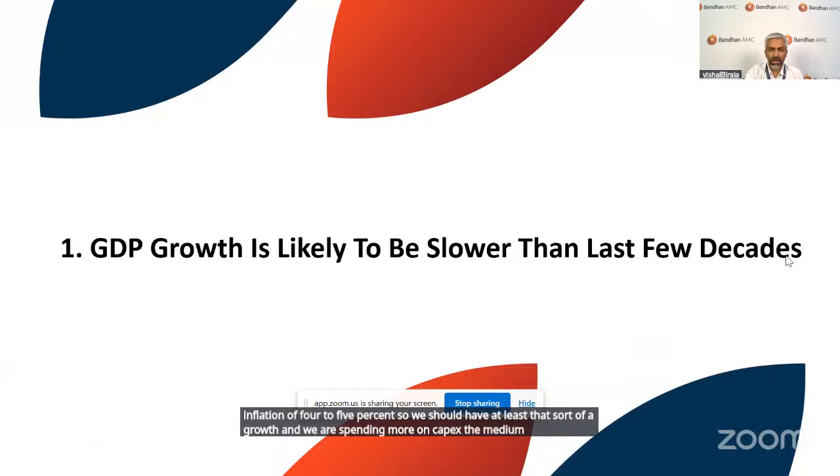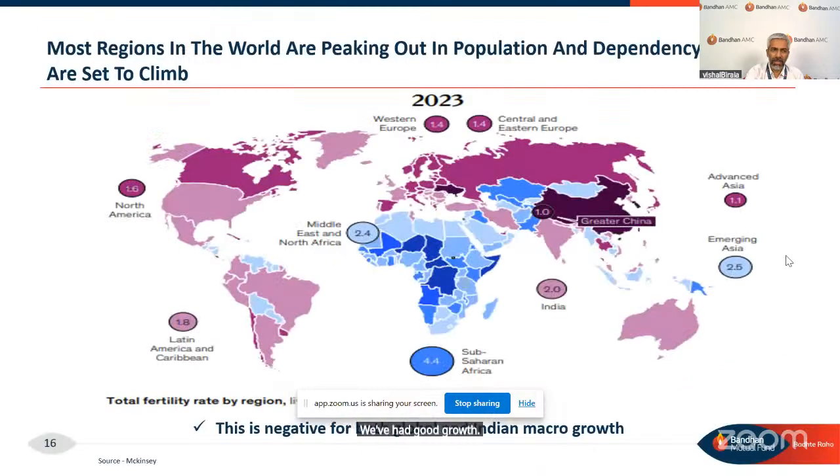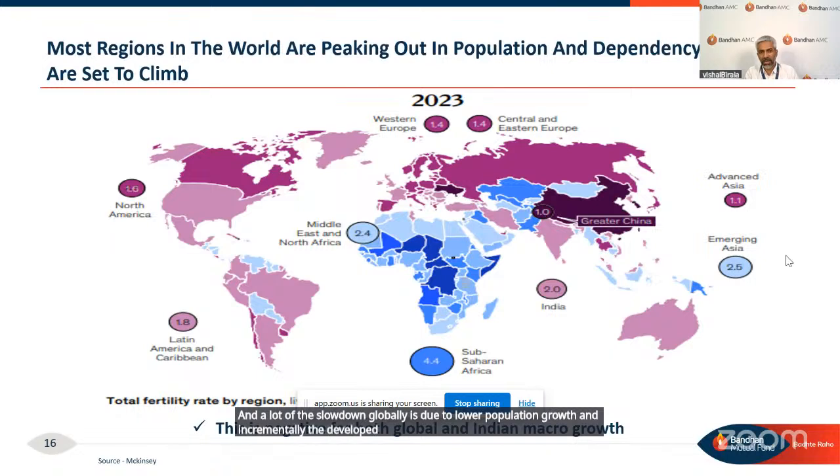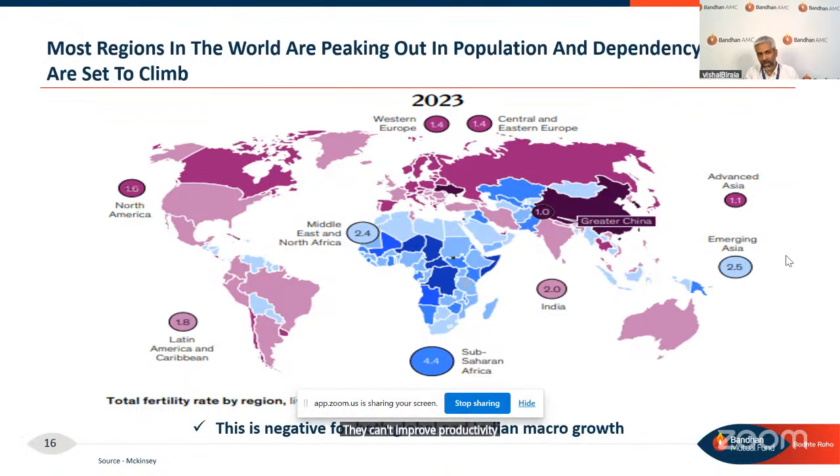The medium term views: we've had very good growth over the last 5 6 years, and even if you consider from 2014, we've had good growth, but we are seeing some slowdown, and a lot of the slowdown globally is due to lower population growth. And incrementally, the developed countries have become very wary of immigration. So if you don't have population growth, then adding too much productivity growth is hard, they are already very productive. They can't improve productivity from where they are already at a much higher level.